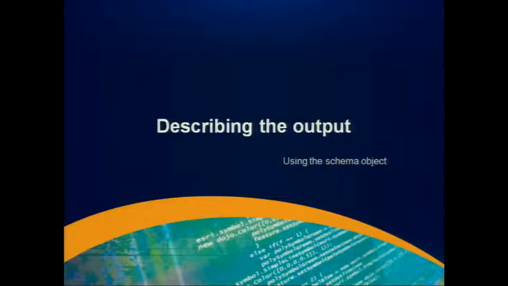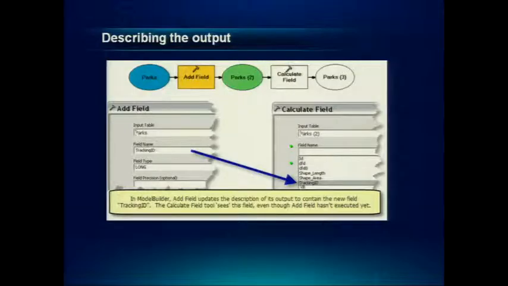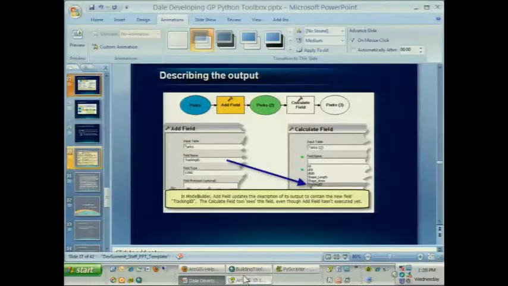Now something else that a tool validator does, and this is a very important aspect of a tool, is that it needs to describe its output. Now what do I mean by that? I can show you very quickly. If you ever use ModelBuilder, let's just go ahead and do that. Let's just use ModelBuilder here.